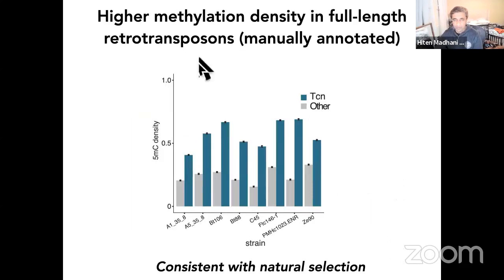We also asked whether there was more methylation on full-length retrotransposons. After all, if it's important to silence transposons, it should be the full-length transposons and not the defective mutant transposons that need to be silenced.